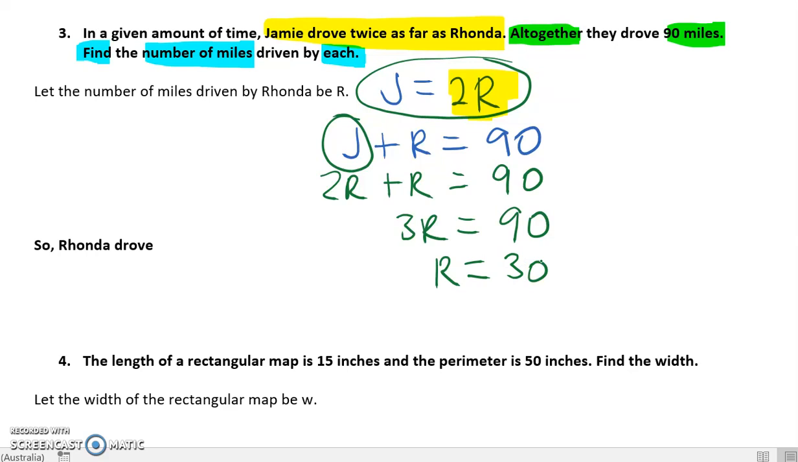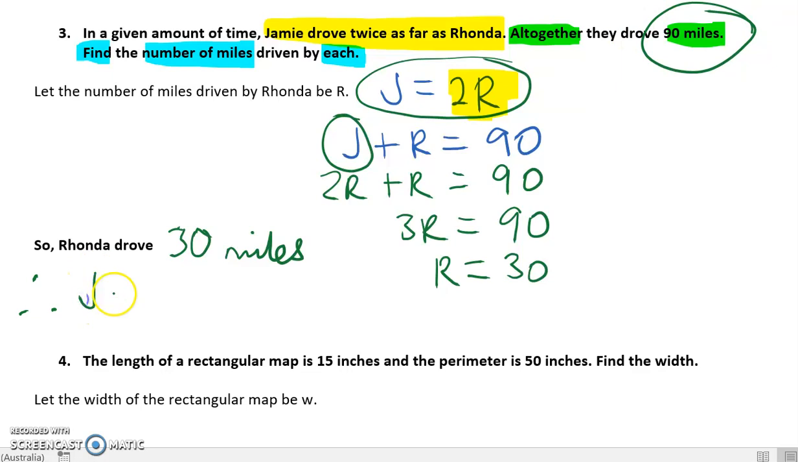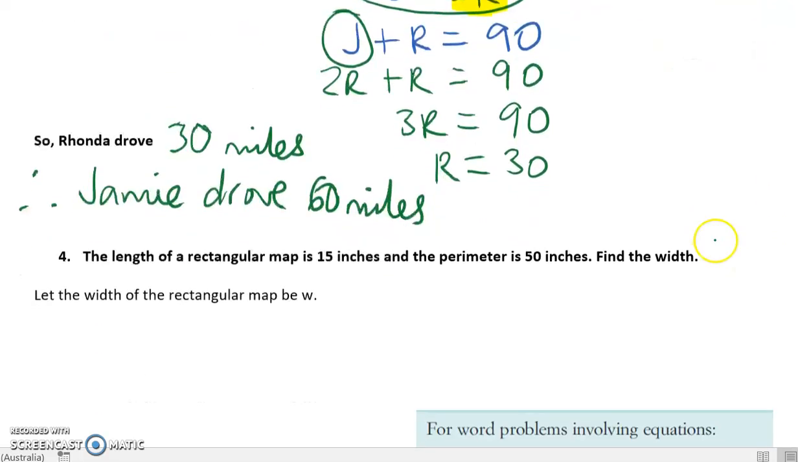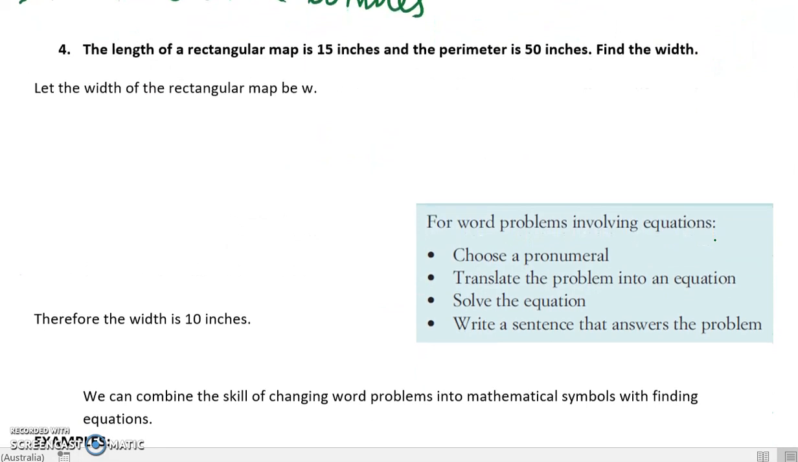So Rhonda drove 30 miles, and they wanted me to work out how many miles driven by each. So if she drove 30 and altogether they drove 90, therefore Jamie drove 60 miles. And that fits the question because it said in the yellow that I've highlighted here that he drove twice as far as Rhonda. Cool. So just remember, at any point, if you want to go over something again, you can pause the video, rewind it. Going on to the next one.